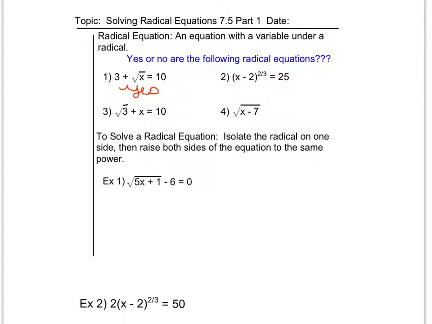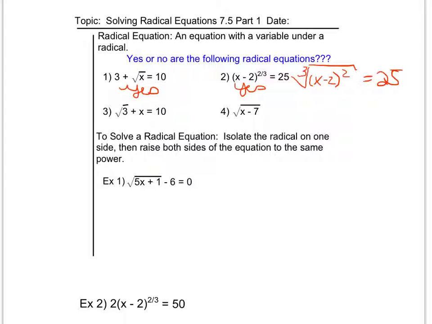On the second one, I notice I have an equal sign, so it is an equation. I don't see a radical, so my first thought might be that no, this is not a radical equation. But if I change this from exponential form, wouldn't this be the same thing as the cube root of x minus 2 squared equal to 25? Once I change it to this, I see that I still have that equal sign, and now I do have a radical with a variable underneath it. So yes, this will be a radical equation.